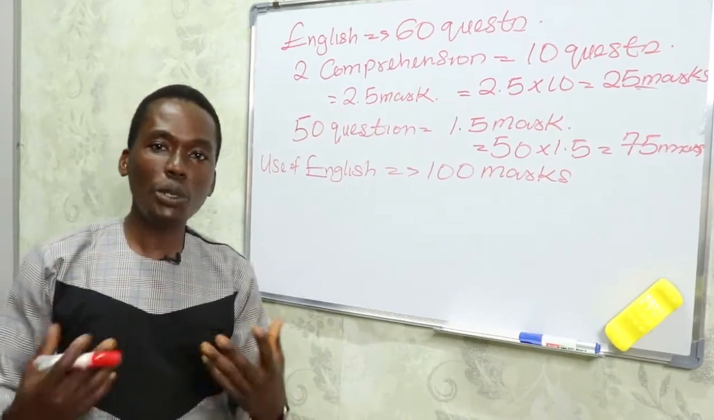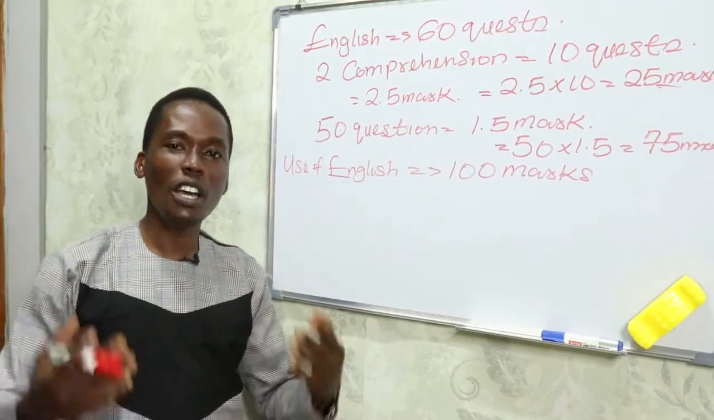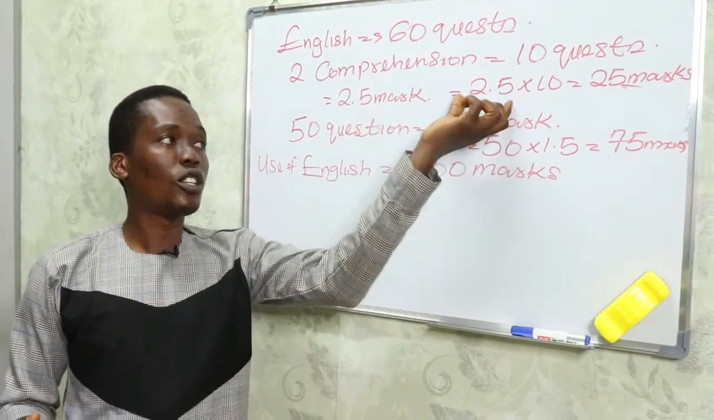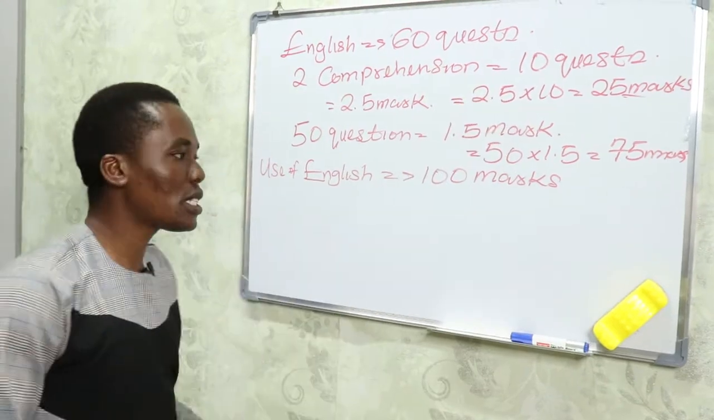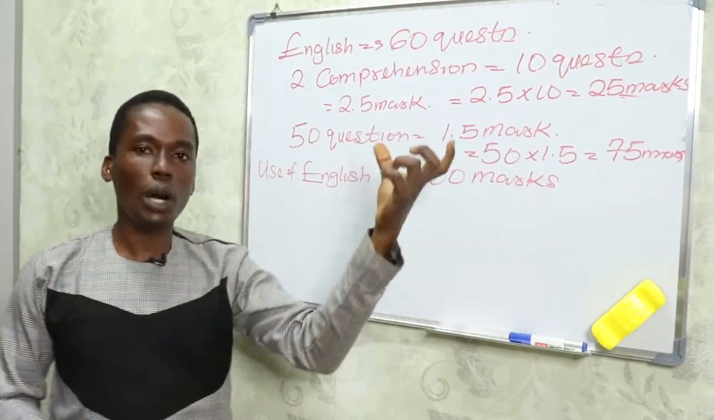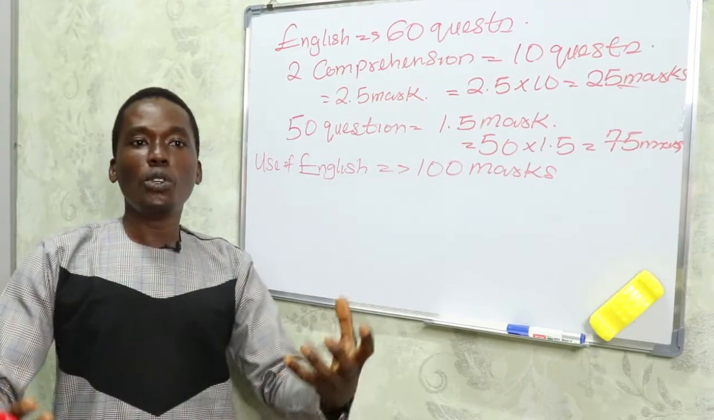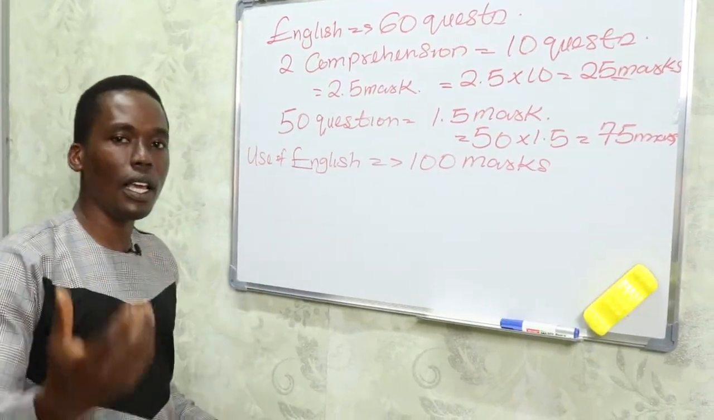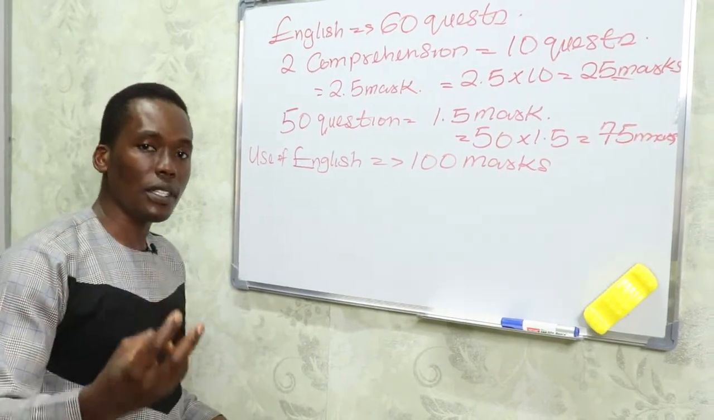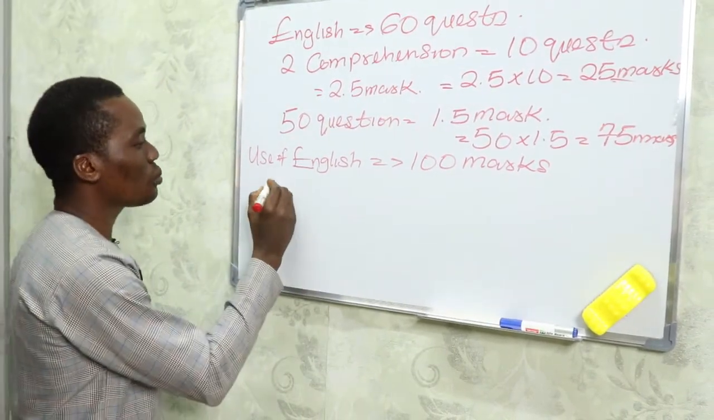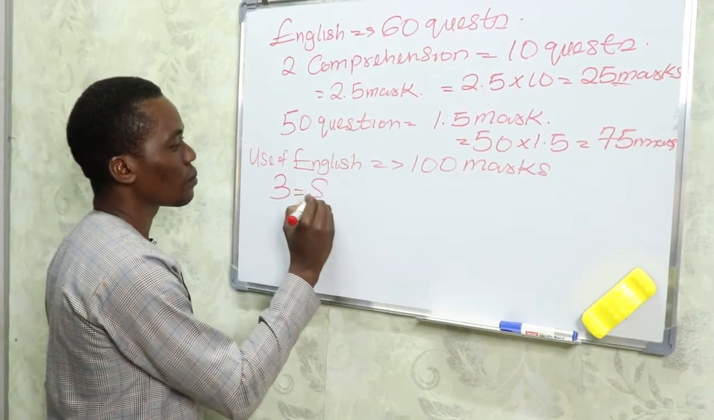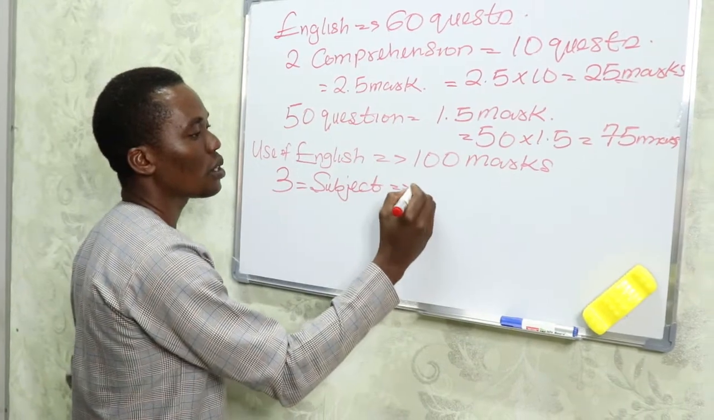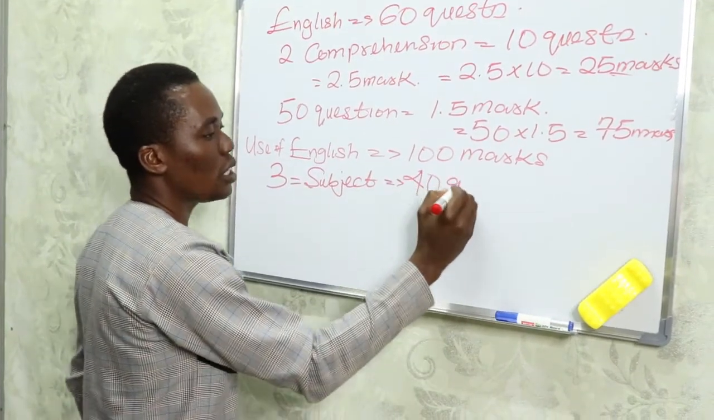Now, for the other 3 subjects in your combination, you'll be having 40 questions each, and each of these 40 questions has 2.5 marks. Let's look at how we are going to calculate that. Let's assume I'm a science student going for an engineering course, and I will be taking English, maths, physics, and chemistry. Each of these 3 subjects has 40 questions each.